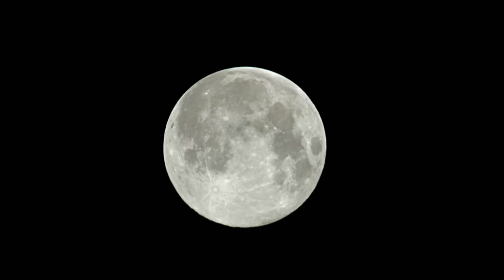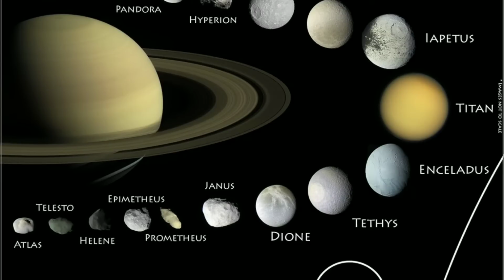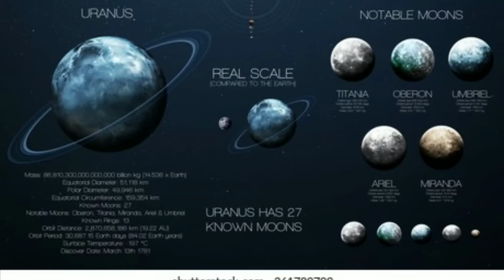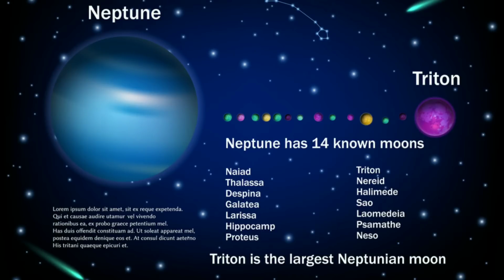Number of moons present in Mercury: 0. Venus: 0. Earth: 1. Mars: 2. Jupiter: 67. Saturn: 62. Uranus: 27. Neptune: 14.